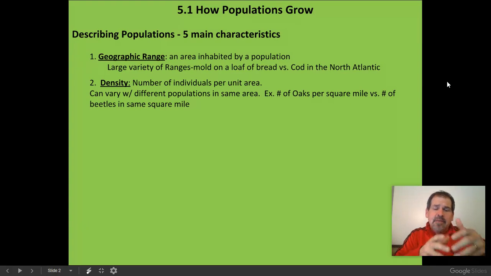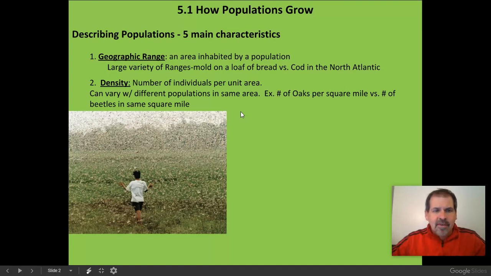Now again, within the same ecosystem, among different populations, the density can vary tremendously. Think of a plot of land, maybe where you hunt, or where your cabin is. The number of oaks in a square mile of land versus the number of beetles in that square mile. There are going to be way fewer oaks, so they might not be nearly as dense as the beetles. Because of the size difference between these two kinds of organisms, those numbers can vary widely. All right, so geographic range and density.